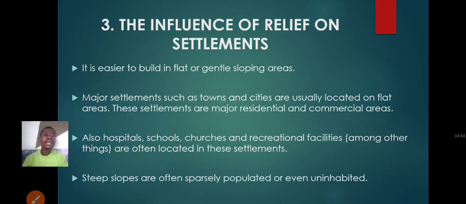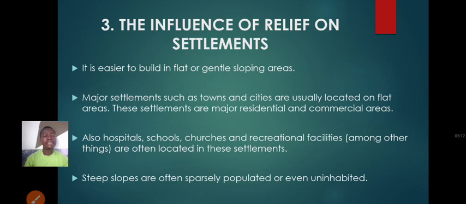Take note. Major settlements such as towns and cities are usually located on flat areas, as I said. Hospitals, schools, churches, and other things are all normally found in those areas. And steep slopes are often sparsely populated or even uninhabited.